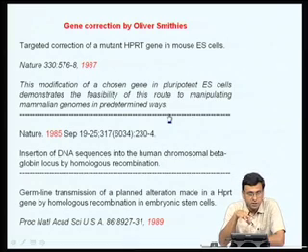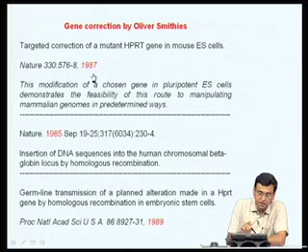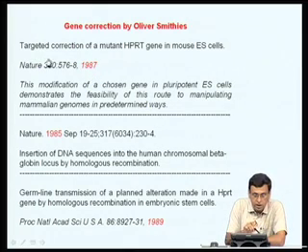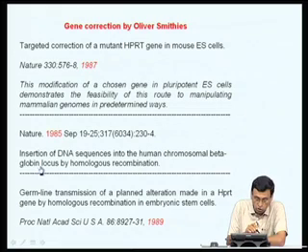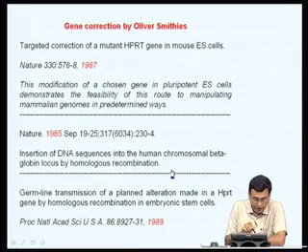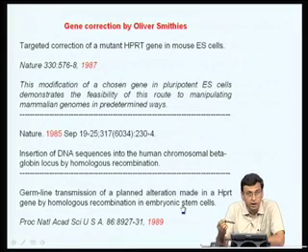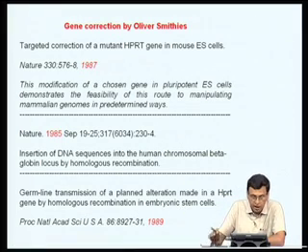Some of the key papers published by Oliver Smithies are mentioned here. For example, in 1987 he published a paper on targeted correction of a mutant HPRT gene in mouse ES cells, and he stated that this modification of a chosen gene in pluripotent embryonic stem cells demonstrates the feasibility of this route to manipulate mammalian genomes in a predetermined way. And in 1985 he published another paper where he showed insertion of a DNA sequence into the human chromosomal beta globin locus by homologous recombination, and then germline transmission of a planned alteration made in the HPRT gene by homologous recombination in embryonic stem cells. We will discuss some of these papers in detail as we go along.